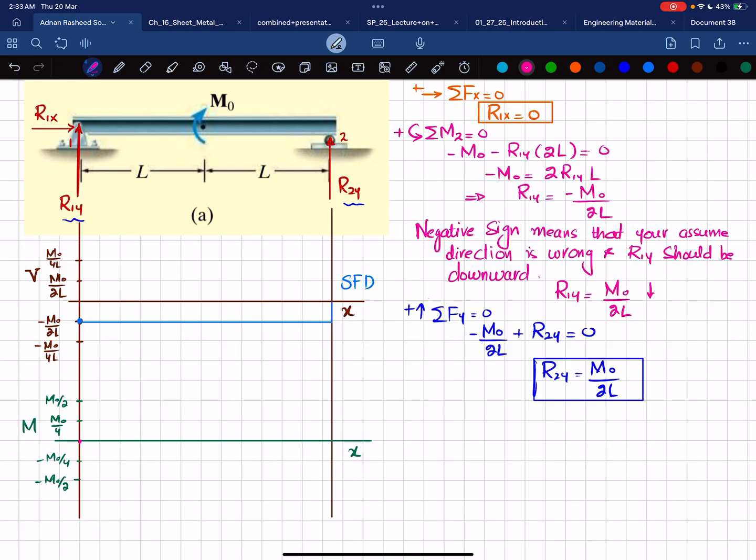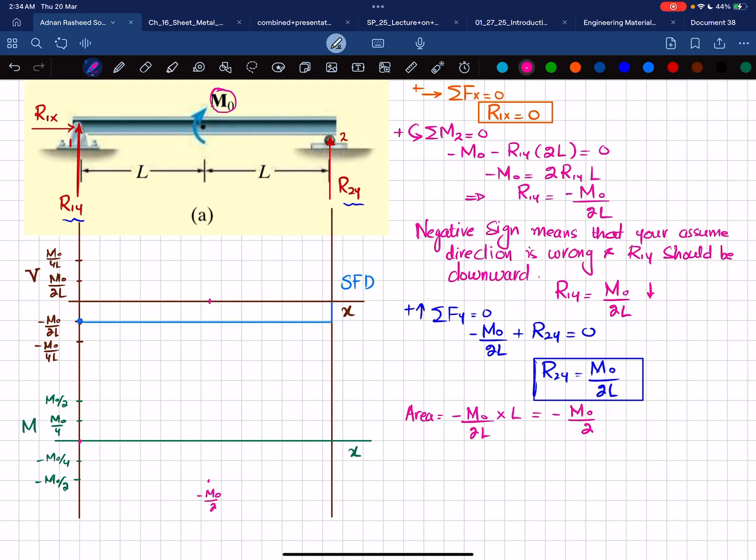Now you can see at the mid of this beam there is an external moment m naught. So what we are going to do is find the area under the shear force diagram till the mid, and this area is a rectangle whose height is minus m naught over 2L and length is L. So the area will be minus m naught over 2L multiplied by L, and that will give you minus m naught over 2 at the mid. Let me write it, minus m naught by 2.